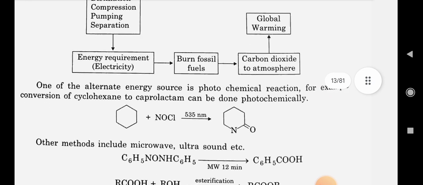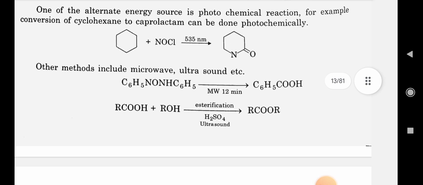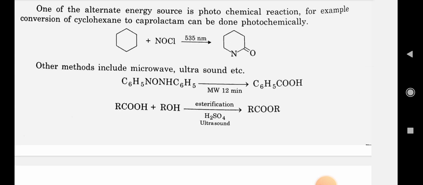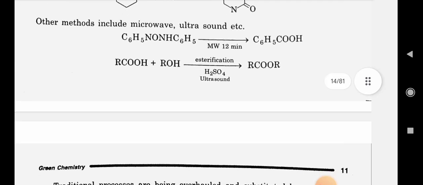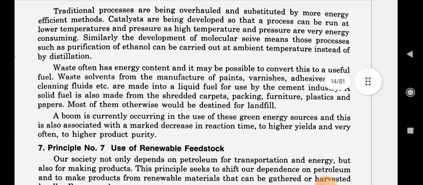One of the alternate energy sources is photochemical reaction. For example, the conversion of cyclohexane to caprolactam can be done photochemically. Other methods include microwave, ultrasound, etc. Traditional processes are being overhauled and substituted by more energy-efficient methods.